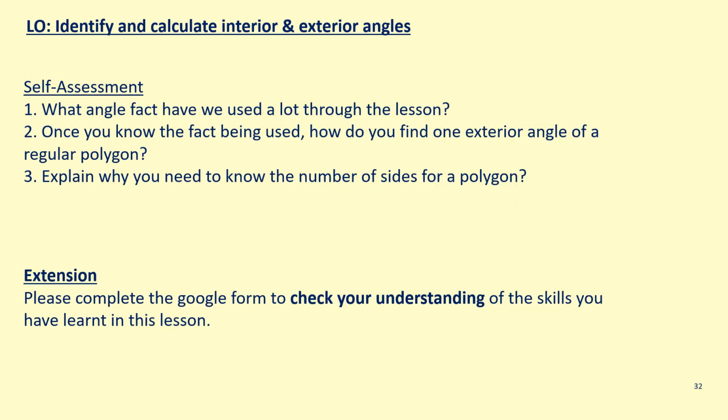And then again, just a bit of self-assessment, go through these 3 questions and see if you can answer them. Notice the first one is just what is something, the second one is how is something, and then the third one is explaining something. So go through them, different difficulties of questions. And then the last part is the extension, which you're going to do in your next lesson, your Google form, to further assess the skills that you've learned in this lesson today. So making sure you're doing that.